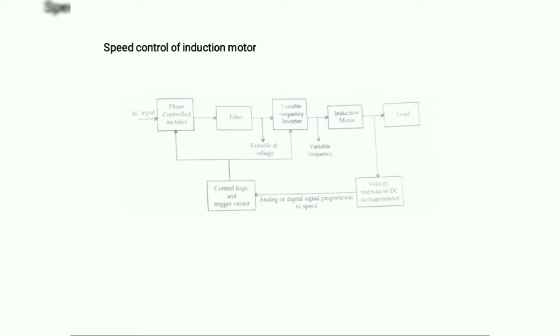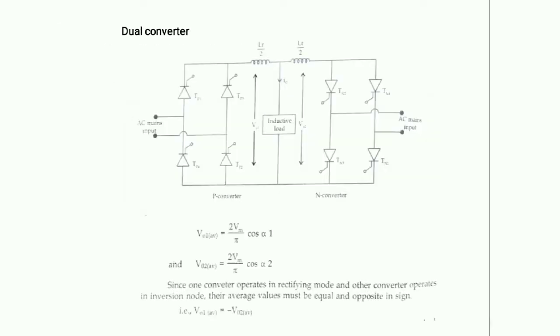It provides the error voltage, which is used to control the triggering angle of the inverter circuit to adjust its frequency. The inverter maintains the speed of the induction motor at a preset level, and hence the closed loop scheme automatically compensates for fluctuations in the load. That is the working of the speed control of induction motor.